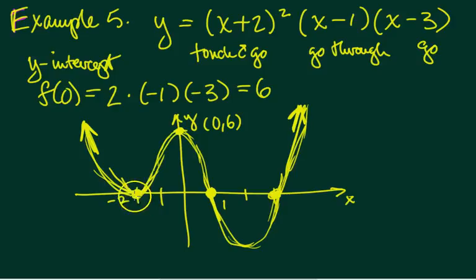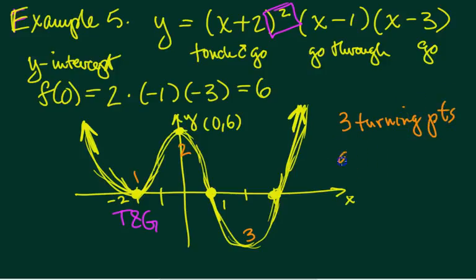What I do want to take note of is the touch and go here because of the degree of 2. So touch and go goes with even degree up there. And the number of turning points, we have 1, 2, 3 turning points. So the degree has to be at least 4. And of course we knew it was of degree 4 going in.